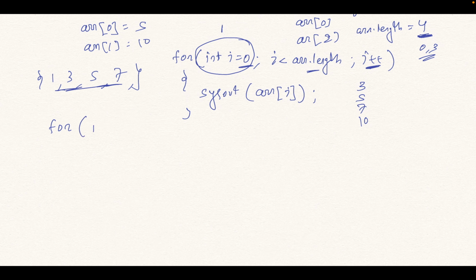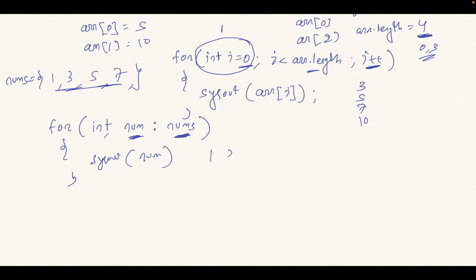For, you need to have the type of data. I need int type of data, then you give a variable, num. Then you have this colon, and then the name of the array. Suppose the name of the array is nums, so I give nums. So the syntax is int num colon nums, where nums is the array and num is the variable we are taking. Each time it takes the next value from nums, stores it in num, and then you can print that. If I do a sysout of num, first time it prints 1, next time 3, so 4 times it iterates: 1 3 5 7 is printed.